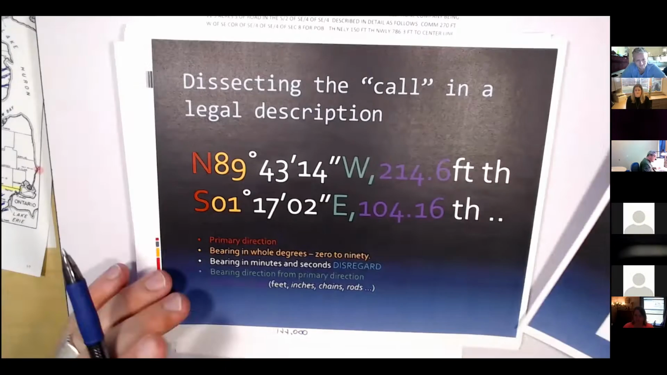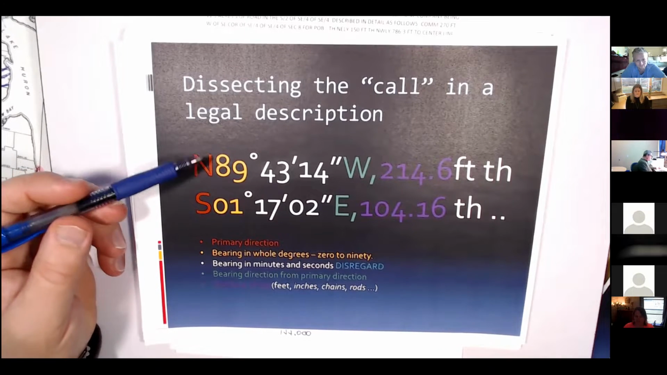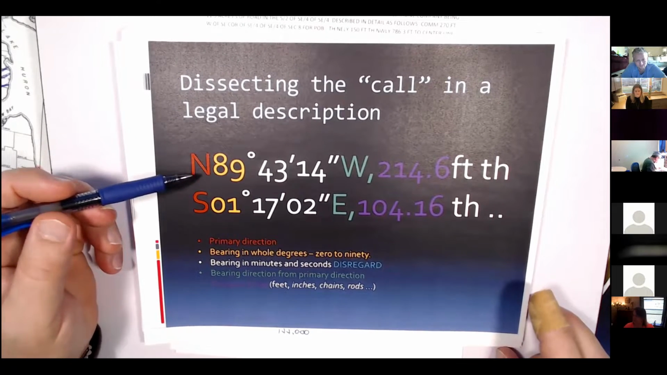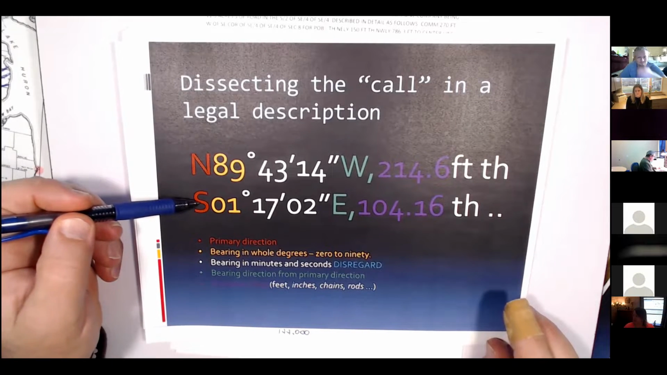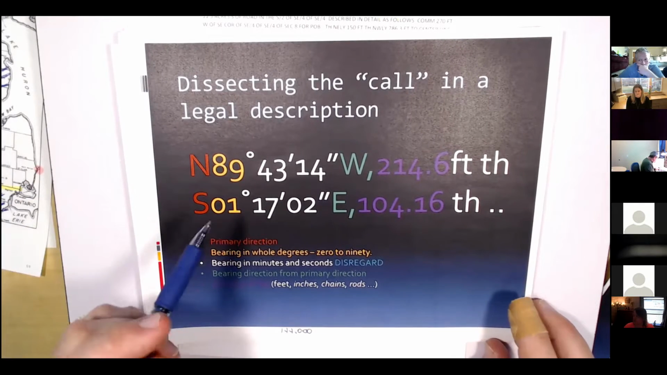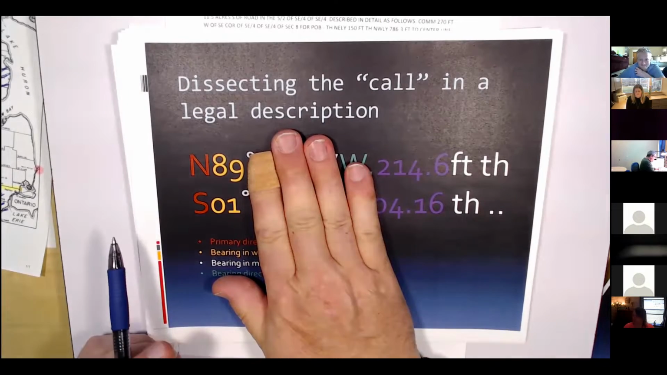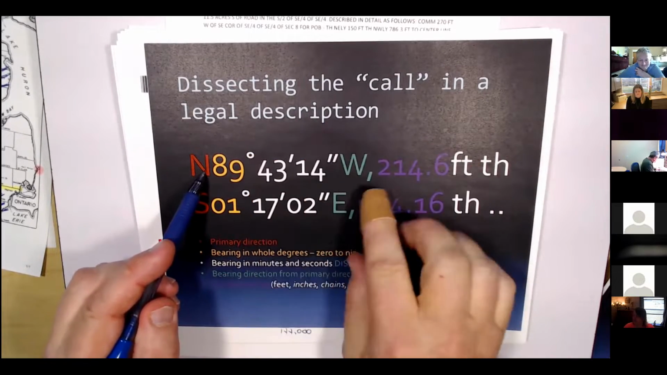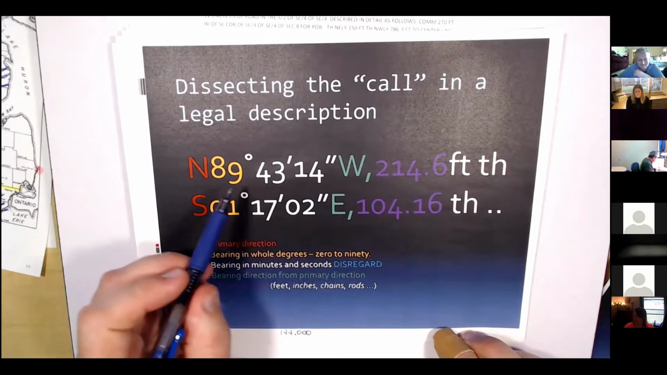So let's dissect this one. Here's one that is typical of what you're going to see in a legal description. You're always going to have your primary direction first, your secondary one second. You're going to see 3 numbers here. Sometimes it's just the one. Sometimes it's going to be north 89 degrees west or whatever. You've got 3 elements to this description, actually a 4th one.